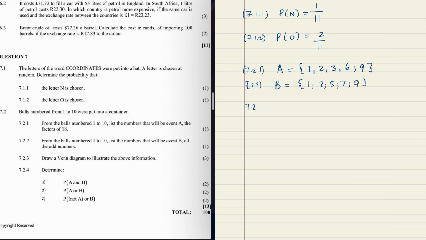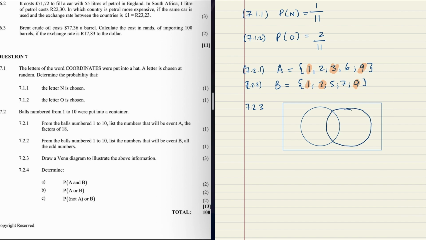Question 7.2.3. Draw a Venn diagram to illustrate the above information. So my Venn diagram, I have 2 events, 2 circles, and because they are numbers that are overlapping, so there's a 1 here, there's a 1 here, there's a 3 here, there's a 3 here, there's a 9 here, there's a 9 here, so the circles need to overlap. So circle there, circle there. I'm going to call that event A, that's going to be event B. The numbers that are going to go in between are going to be 1, 3, and 9.